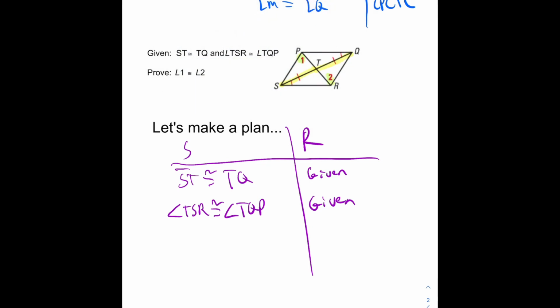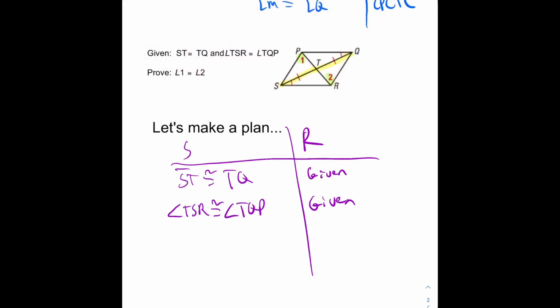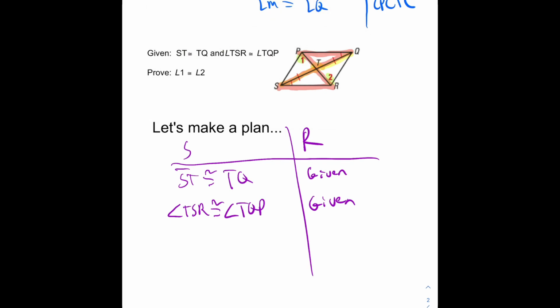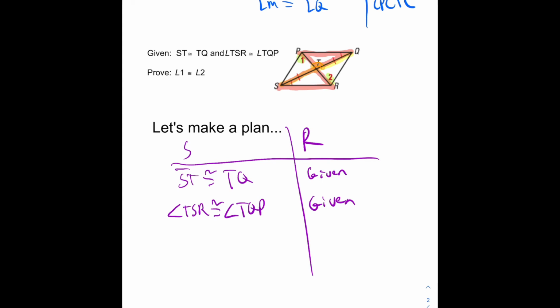Now I have quite a bit of different triangles that I can create inside this shape. So what I'm going to start by doing is look at this triangle right here and this triangle right here. And when I do that, I notice that I have a set of vertical angles. So we have some vertical angles right here that are going to be congruent.